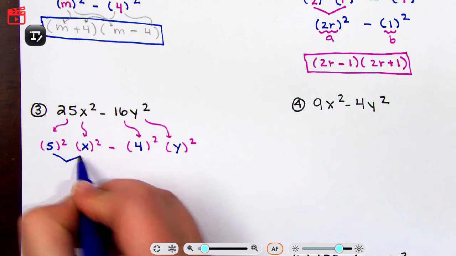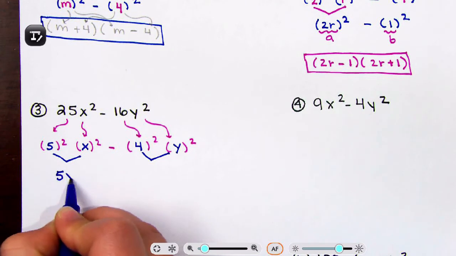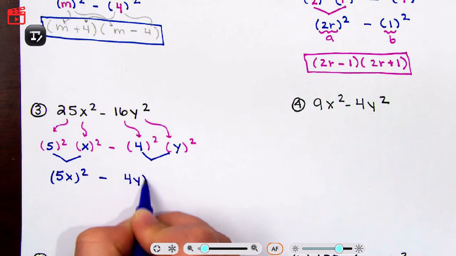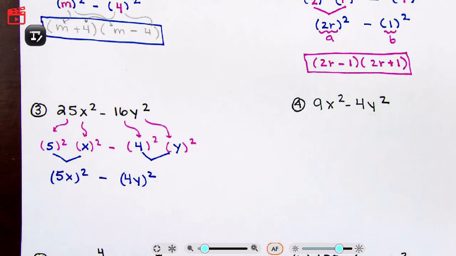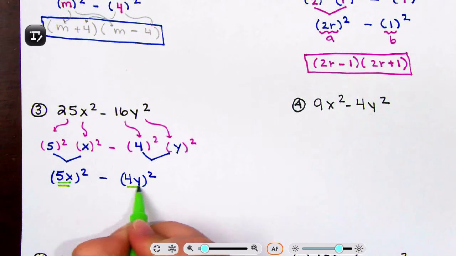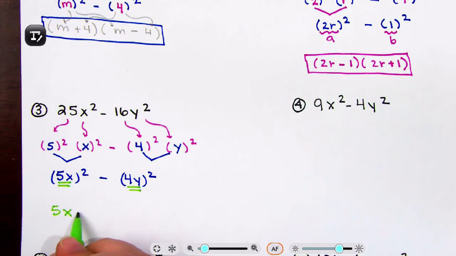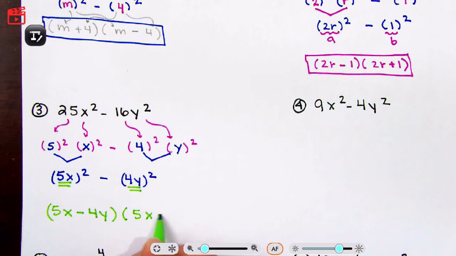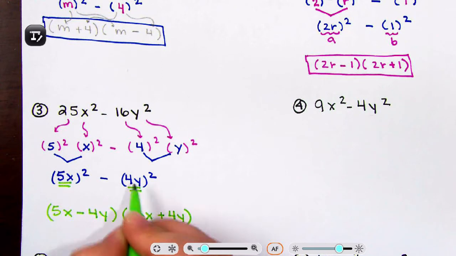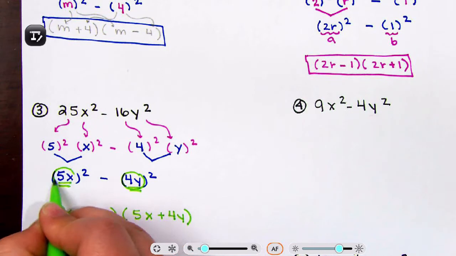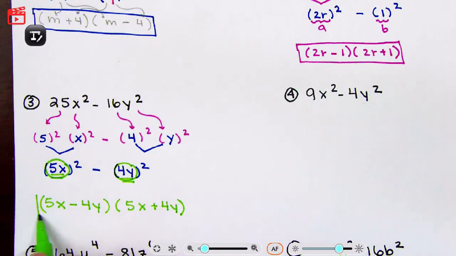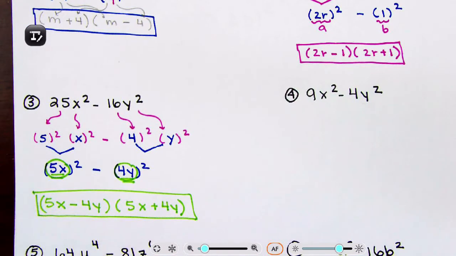Again, 2 bubbles, you have to put them into 1. So I have 5x squared minus 4y squared. That means 5x, this one here, is your a, and 4y is your b. So then we have 5x minus 4y, and 5x plus 4y. Again, we only take the things inside of the parentheses. Do not worry about the squared or the minus. And here's our answer.